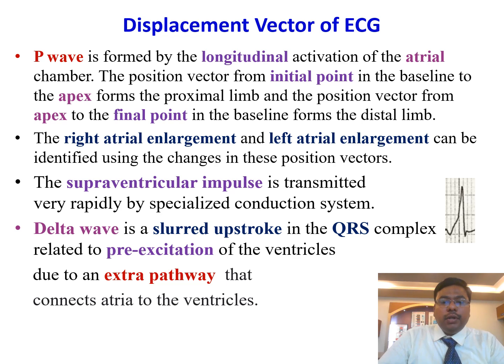The supraventricular impulse is transmitted very rapidly by the specialized conduction system. Delta wave is a slurred upstroke in the QRS complex related to a pre-excitation of ventricles due to an extra pathway that connects atria to the ventricles. It is clearly shown in the graph.